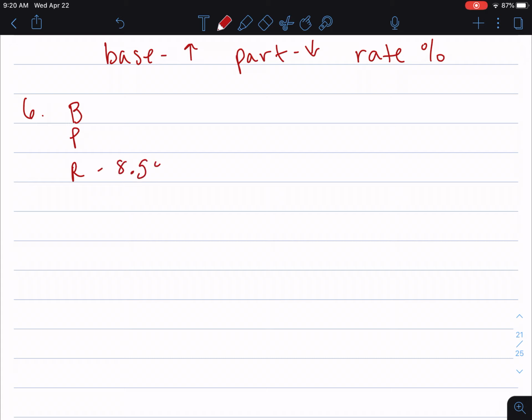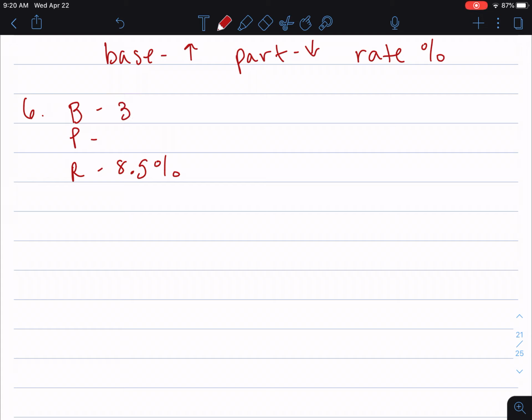So remember, we're looking for base, part, and rate. The rate will have the percentage. The part is the small number. The base is the big number. So number 6, base, part, rate. The rate is usually the easiest because it's got the percentage. So the rate for number 6 is 8.5%. Take a second to try to fill in the base and the part, and then I'll give you the answer.